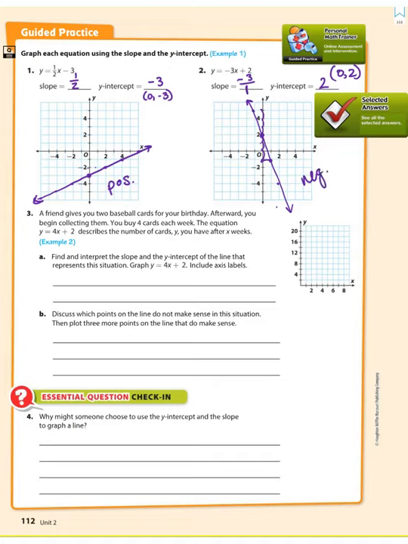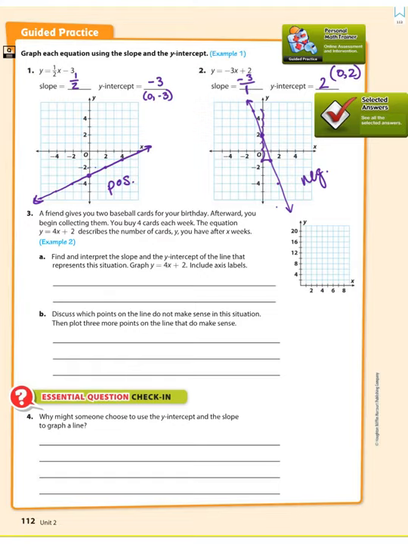All right, number 3. A friend gives you 2 baseball cards for your birthday. Afterward, you start collecting them. You buy 4 cards each week. The equation y equals 4x plus 2 describes the number of cards you have after x weeks. So the first thing we're going to do is find and interpret the slope and the y-intercept of the line that represents this situation. Graph y equals 4x plus 2 and include axis with labels.